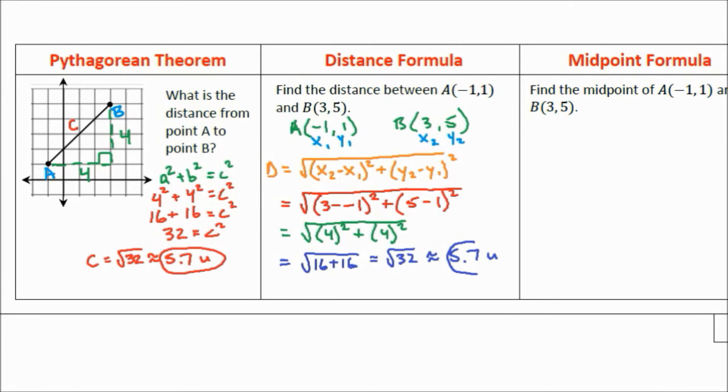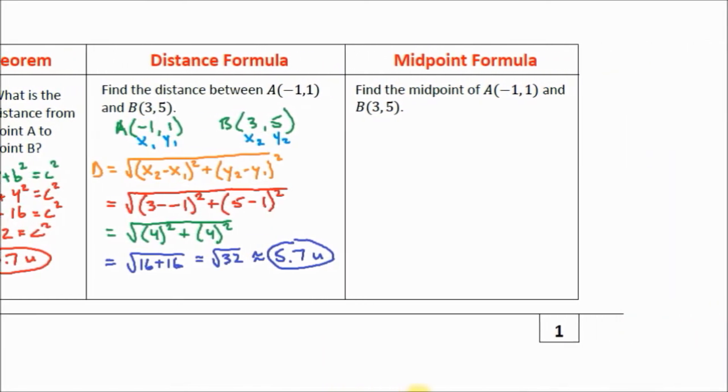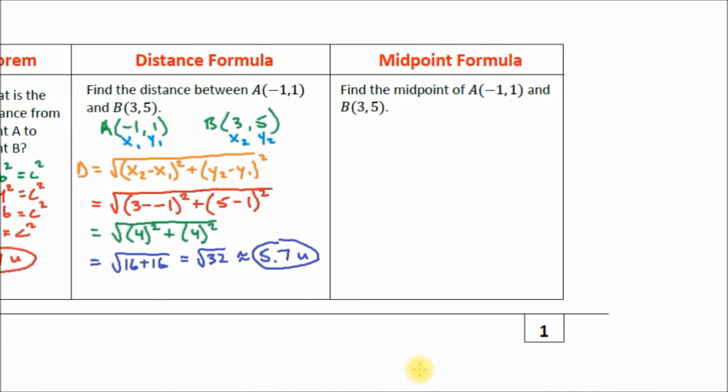Now class, I used the same coordinates for this column as I did with the graph, just to show you that distance formula and Pythagorean theorem will give you the same answer. Alright, last warm-up or review is midpoint formula. Find the midpoint of A at -1, 1 and B at 3, 5.